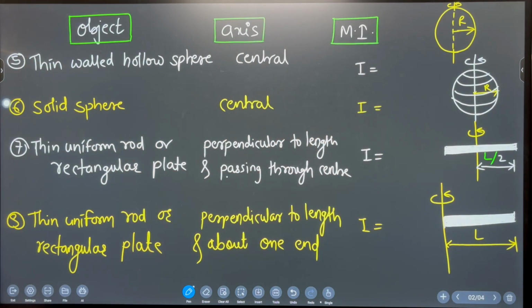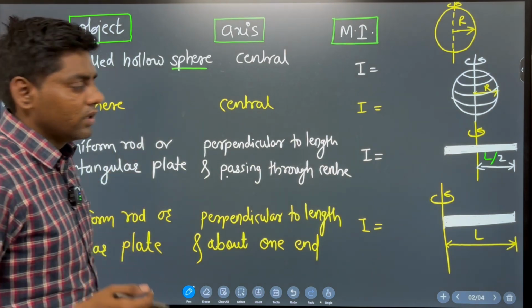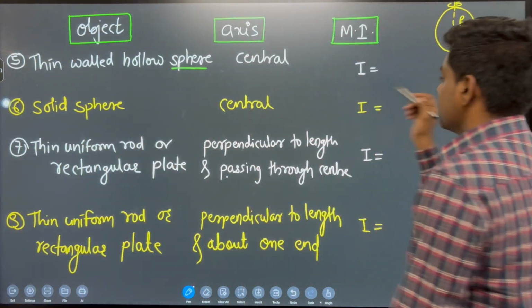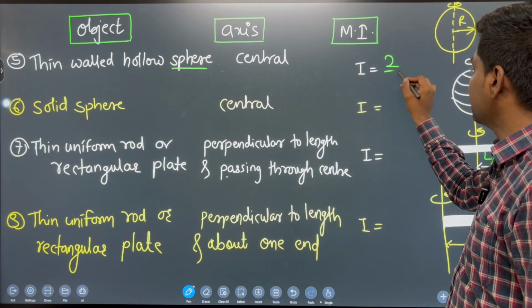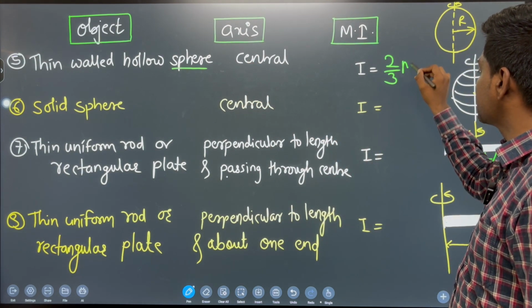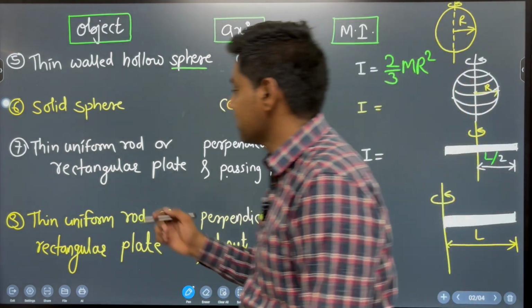So next shape is the thin wall hollow sphere. Now it is rotating about its axis passing through its center. Remember, the moment of inertia is 2/3 mr square. So this is the most important formula. Next shape is the solid sphere.